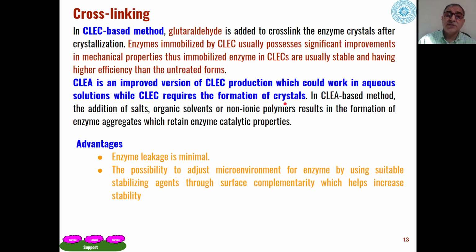The advantage of cross-linking is that here also the enzyme leakage is minimum, and the possibility to adjust the microenvironment for the enzyme by suitable stabilizing agents through surface complementarity will increase the stability of the enzyme. So this is an added advantage, that the stability of the enzyme will increase due to cross-linking.